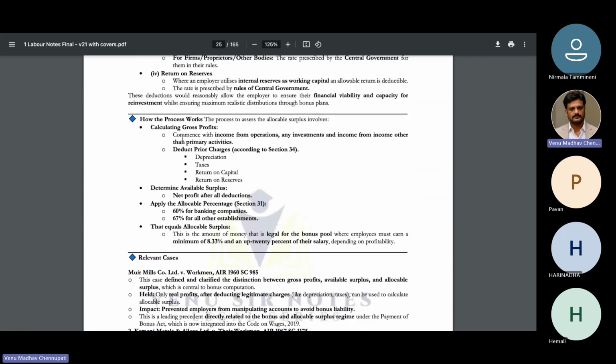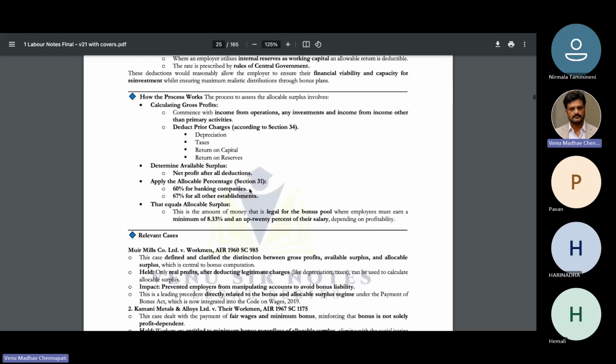This is the same thing which is repeating again, which is basically how do you calculate the gross profits: income from operations and investments and other income, all the incomes you take, and then you subtract depreciation, taxes, return on capital, and return on reserves. Okay, and then available surplus is basically net profits after all deductions.